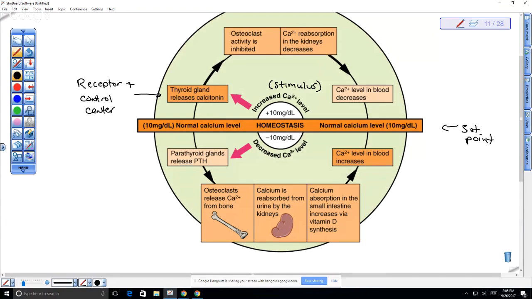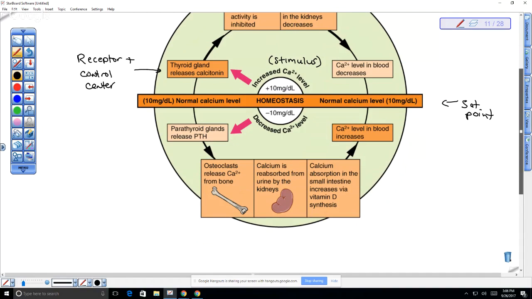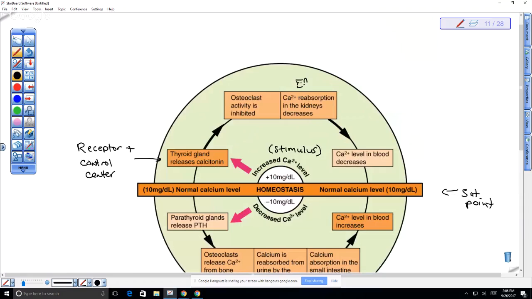So if our calcium levels are high, we need to decrease the calcium levels back to our set point. And one of the ways we do that is we decrease calcium reabsorption. So we get rid of some of the calcium via urine, right? So this would be one effector. Actually, both of these would be the effectors, okay?